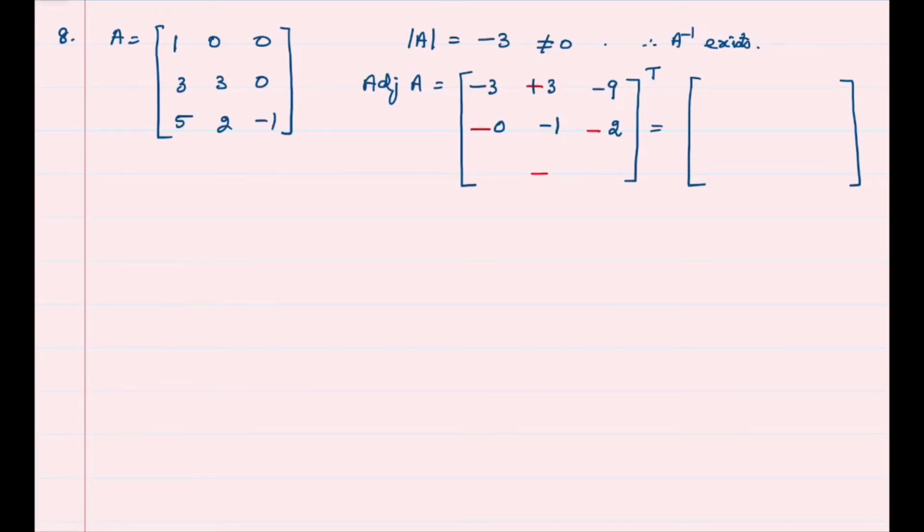Then cofactor of 5 is 0 minus 0. Cofactor of 2 is also 0 minus 0. Cofactor of minus 1 is 3 minus 0, which is 3. We will write the transpose.